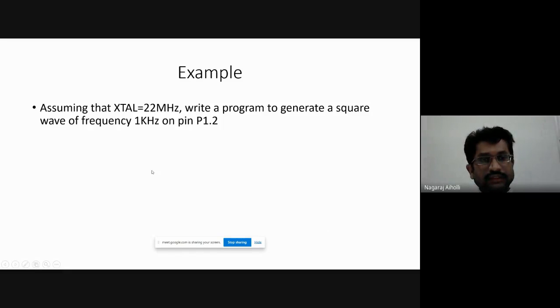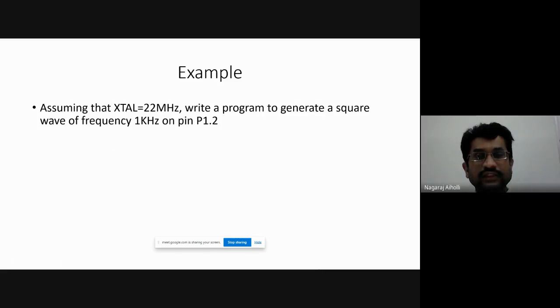Okay. Take this program statement. Assuming that xtal is equal to 22 megahertz, write a program to generate a square wave of frequency 1 kilohertz on pin P1.2.